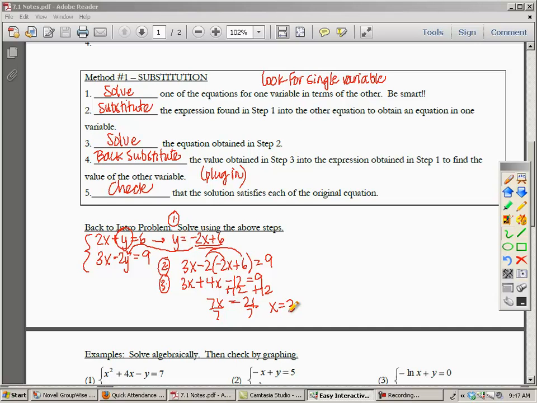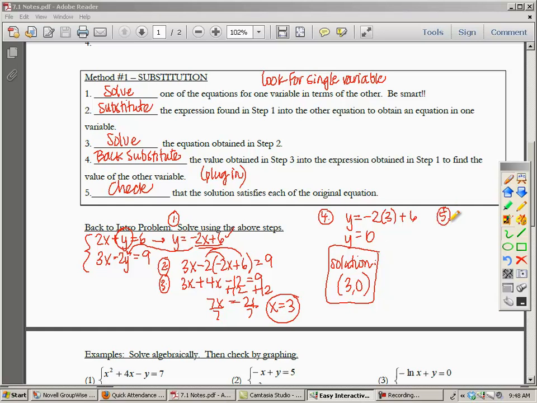What we're going to do in number 4 then is we're going to back substitute. So I'm going to put this back into an equation to figure out what it is. And I'm going to actually use this equation right here. y equals negative 2 times 3 plus 6. Therefore, y equals 0. So my solution, don't forget, this is 2 lines. 2 lines intersect at a point, so your solution should be written as a point, and my solution is (3, 0).